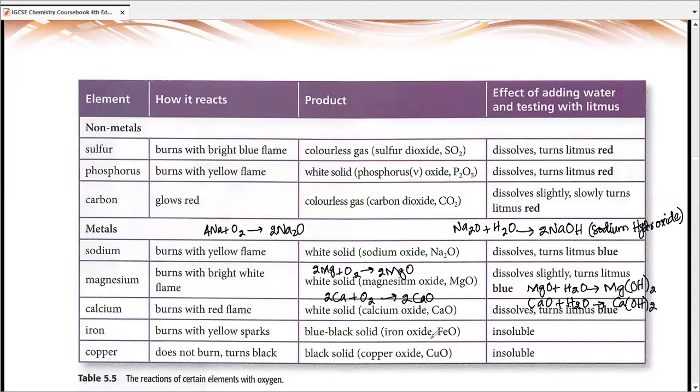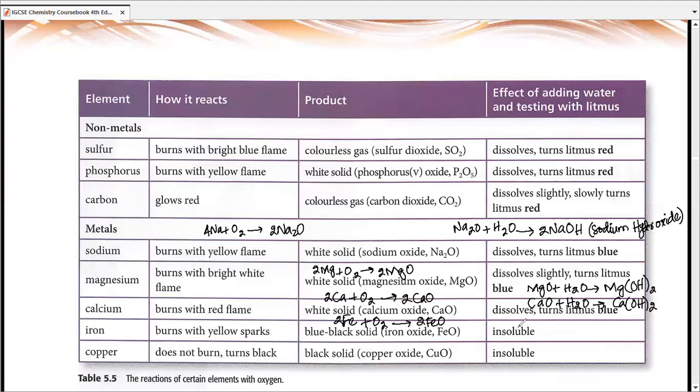Blue-black solid? Okay, yeah, fine. Iron oxide FeO, so the reaction is pretty simple. 2Fe plus O2 gives us 2FeO, right? FeO is insoluble in water. Since it does not dissolve in water, you can't form a solution, you can't test it with a litmus paper, and that's why this whole area is missing as a part of information.